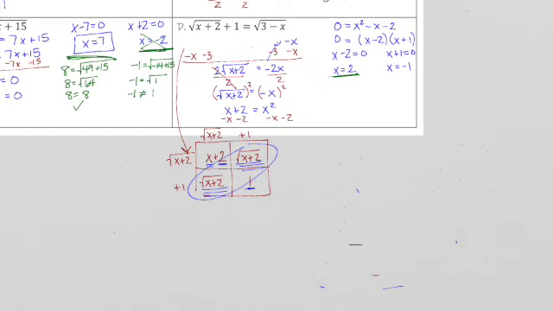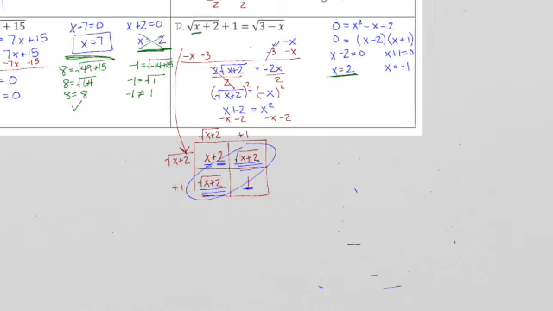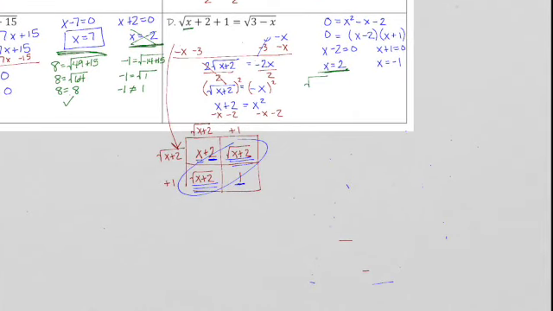If I plug in a positive 2 here, I get the square root of 2 plus 2, which is 4. So I get square root of 4 plus 1 equals the square root of 3 minus 2, which is 1. So I'm going to end up with 2 plus 1 equals 1. Well, 3 does not equal 1. That doesn't make any sense, so that can't be an answer. So let's try the negative 1.